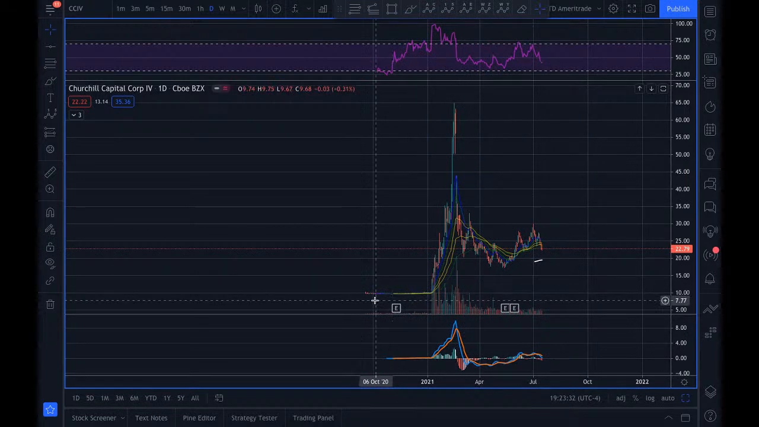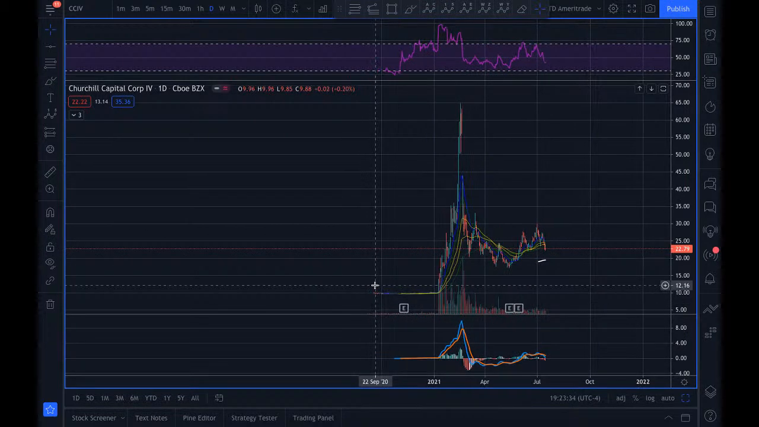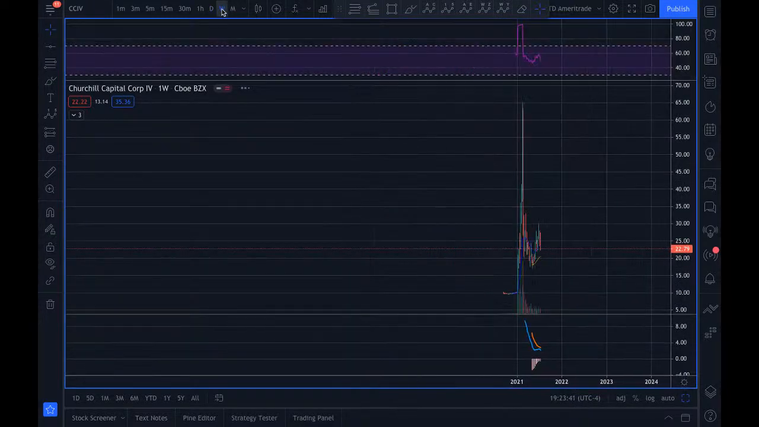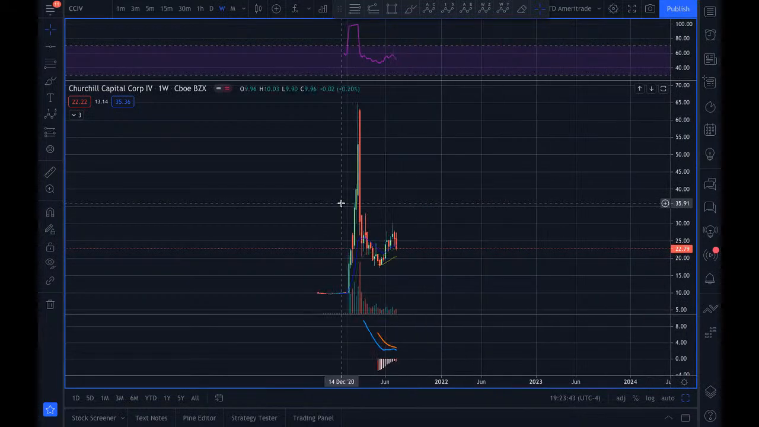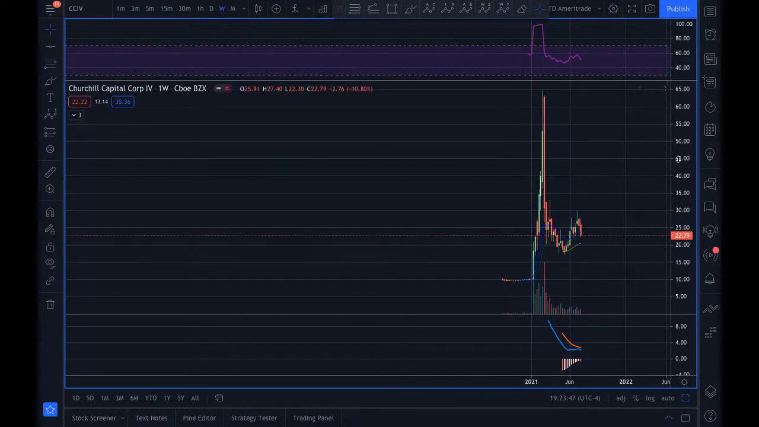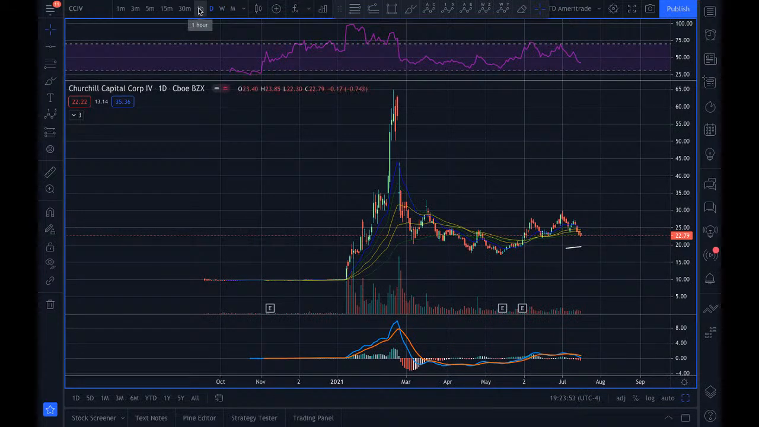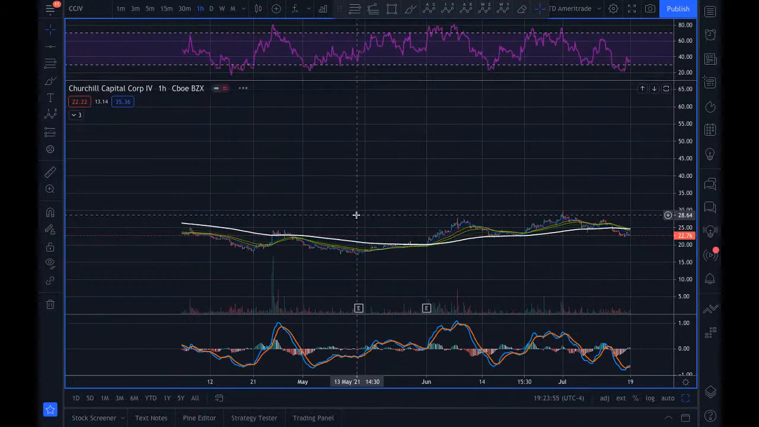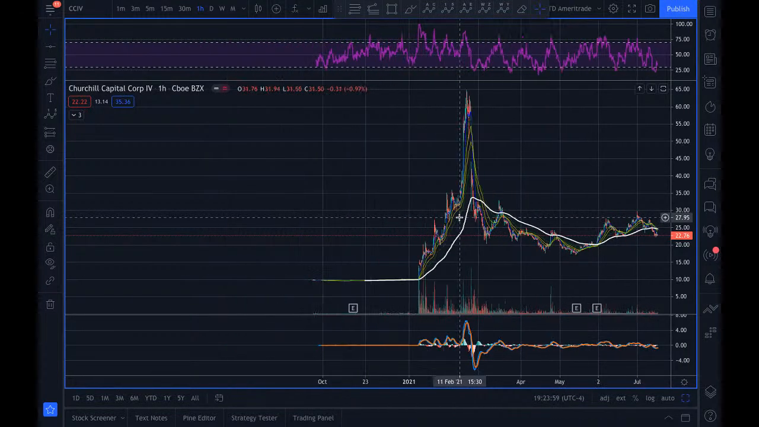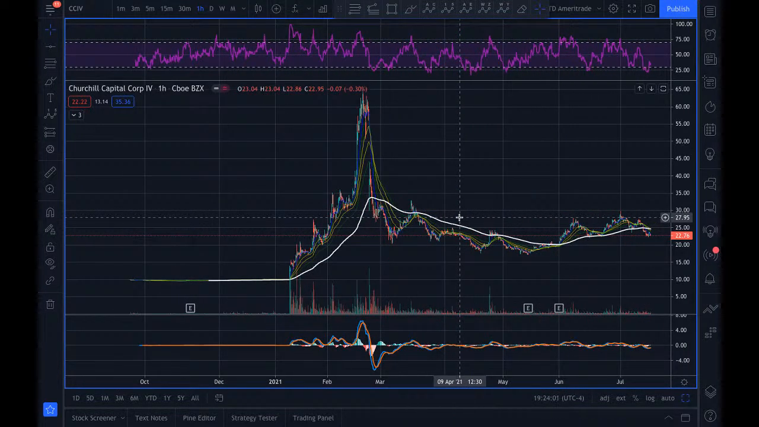Oh, this is new. This might be too new to really get a good read on the chart. There might not be enough data. Let's zoom in here and see what we got. We have 5 waves. All right.